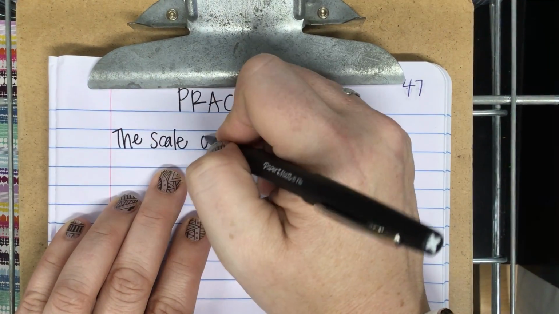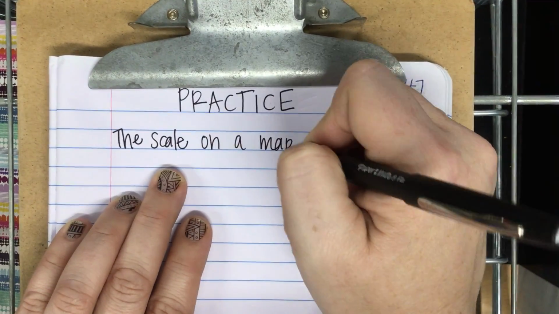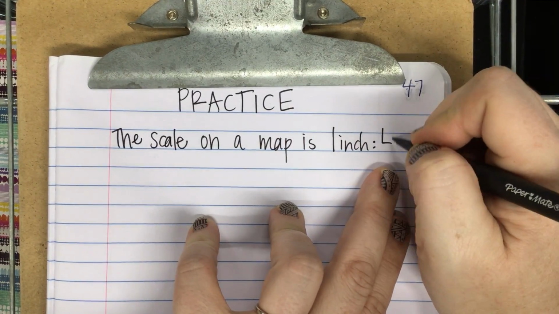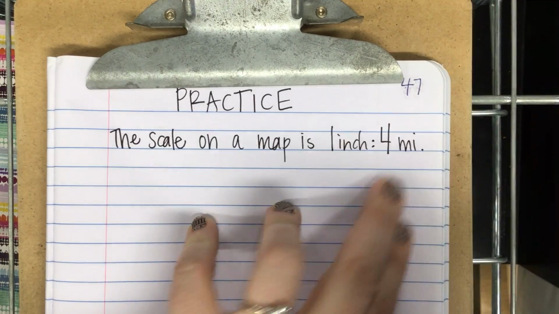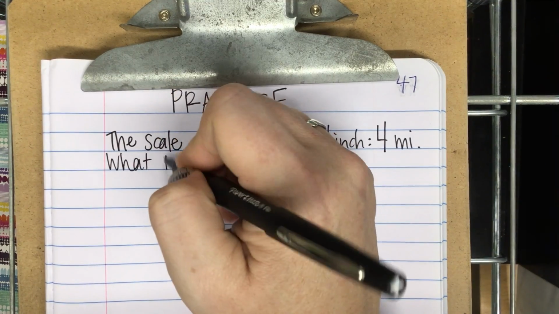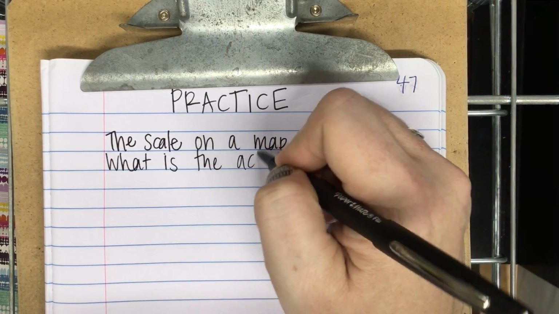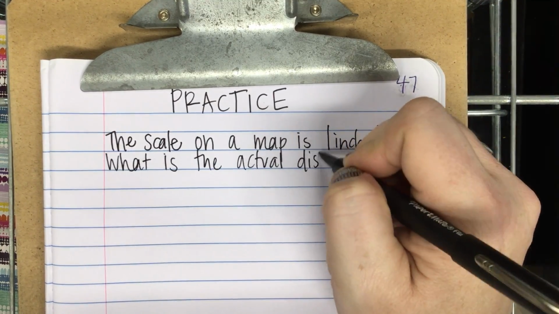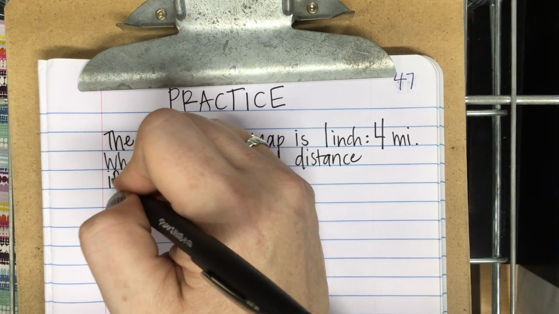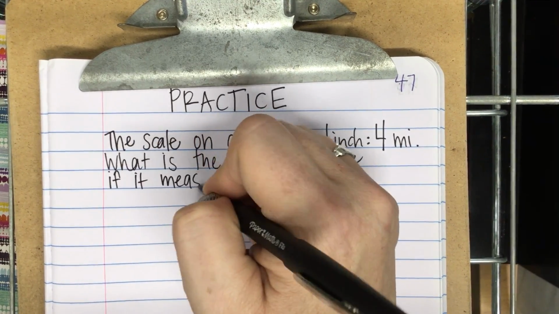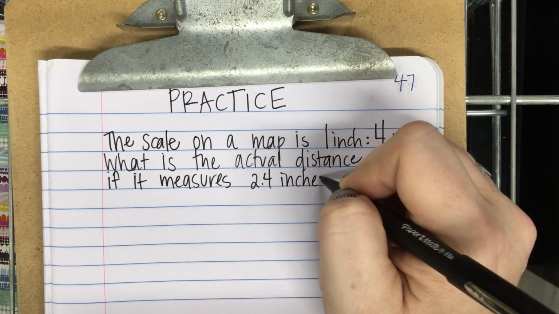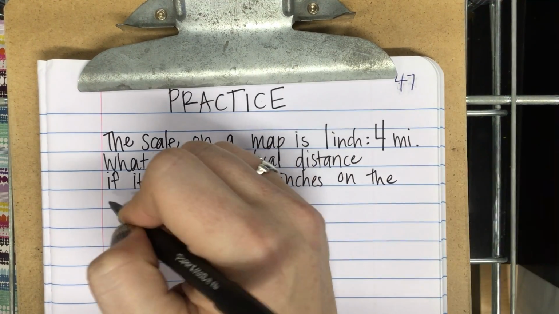The scale on a map is 1 inch to 4 miles. What is the actual distance if it measures 2.4 inches on the map?